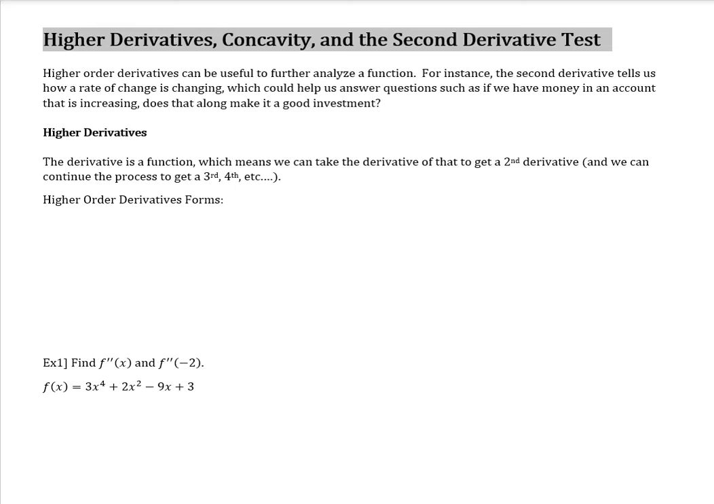So it's like the rate of change of a rate of change, which could help us answer questions such as: if we have money in an account that is increasing, does that alone make it a good investment? So it might just depend on how much it's increasing. What it could tell you is maybe it's increasing a lot, but then it starts to level off, and so maybe you don't really want money in that account anymore because it's not really going anywhere. Whereas something that might have started off slow starts to take off, and then you say, okay, this one looks a little better. So that's what it can do.